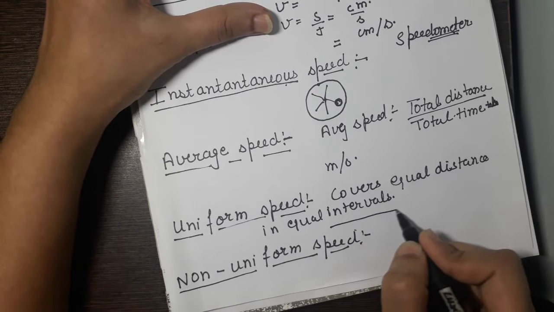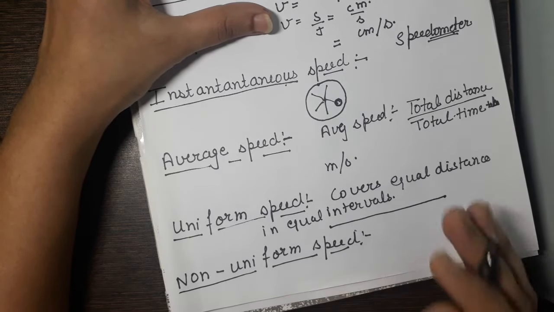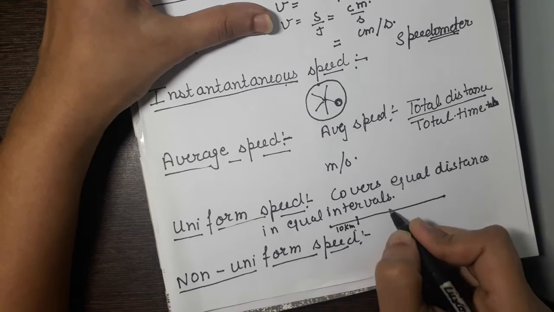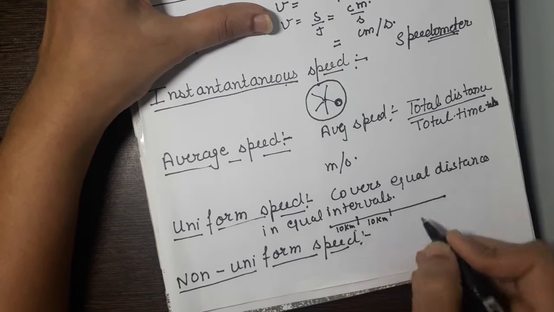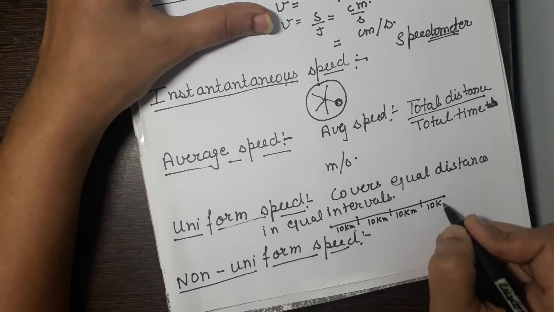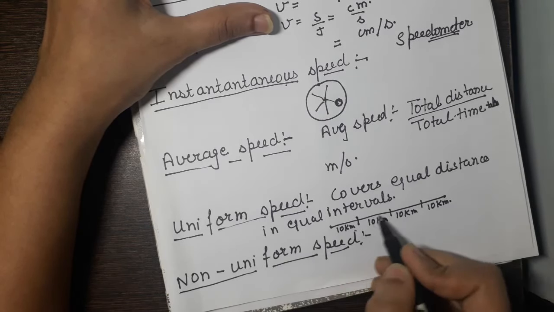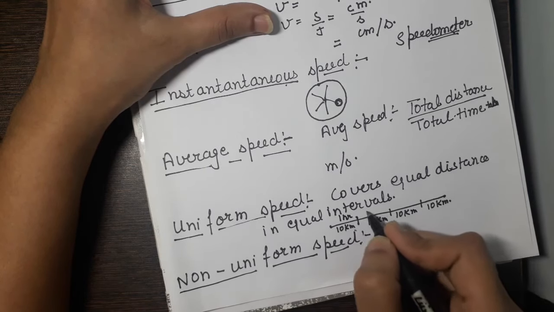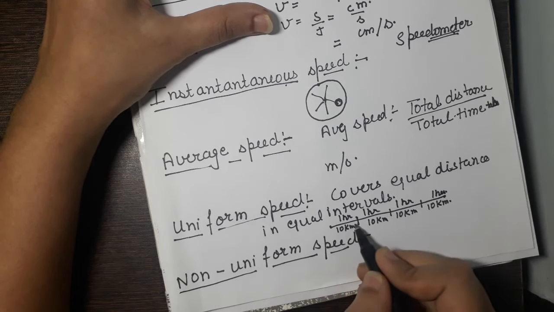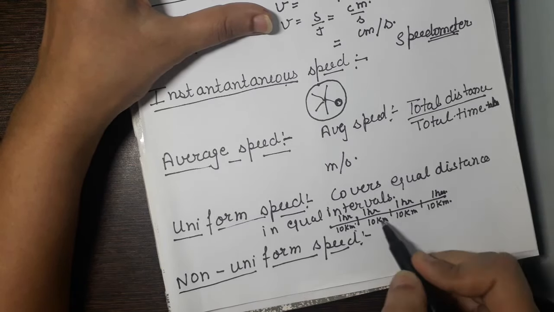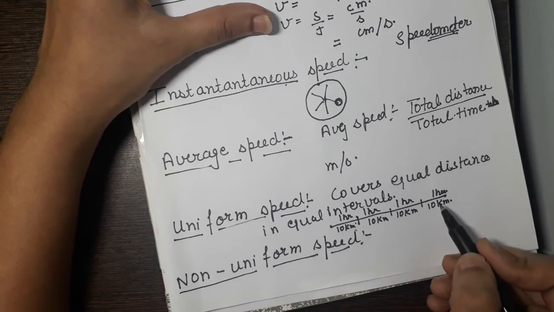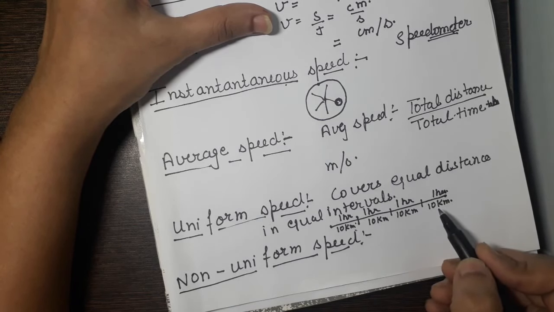For example, a body is covering a distance of 40 km. If it covers 10 km in the first hour, then in the next hour it covers 10 km, then in the next hour it covers 10 km, and in the last hour also it covers 10 km. So here, in equal intervals of time, 1 hour each, the body covers the same distance every hour. Such type of speed is called uniform speed.